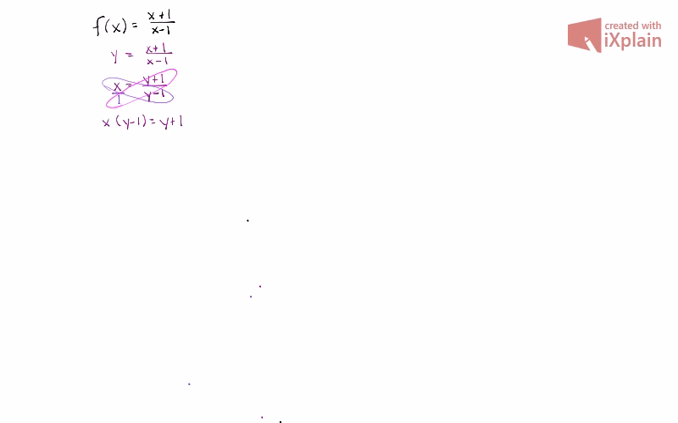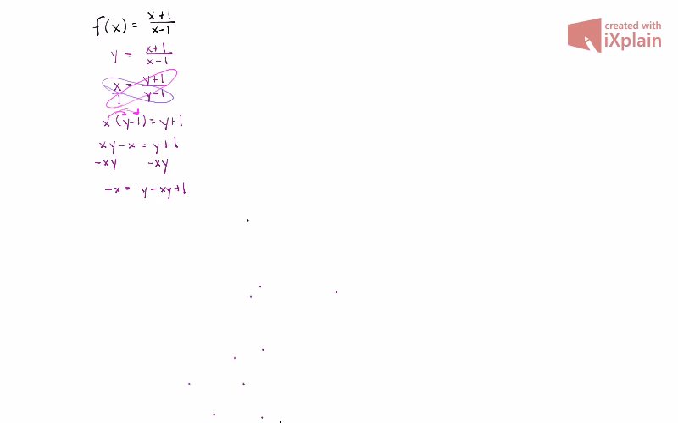Then I need to get y by itself, so I'm actually going to have to get a little bit messier with this problem. I'm going to break down the grouping here, and that gives me x times y minus x is equal to y plus 1. Then I will start to subtract x and y from both sides, which gives me negative x is equal to y minus xy plus 1.